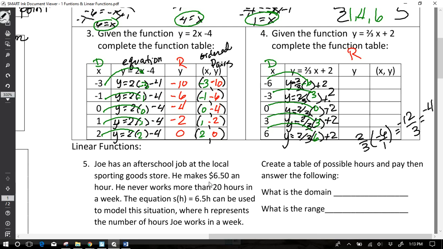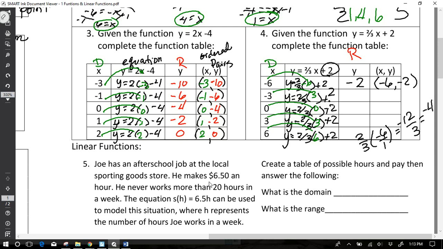And now that I have my scratch work out to the side, I do want to remind you that there is this plus 2 afterwards. So we need to take this negative 4 and add 2. Negative 4 plus 2 is negative 2. And so then I'll put those together as an ordered pair. Negative 6 comma negative 2. And that's my ordered pair.